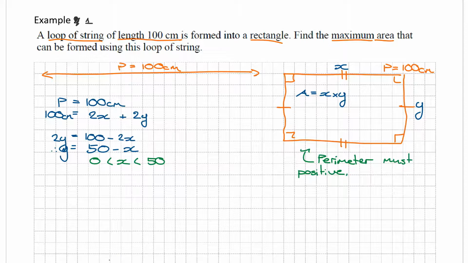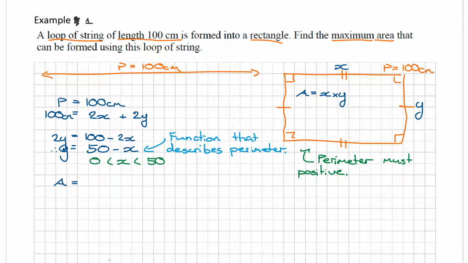So pretty much x can't be 0 or else we won't have a rectangle, and it can't be 50 or else we won't have a rectangle again. It's got to be somewhere between 0 and 50. Alright, now we've got a function that describes the perimeter. Now let's go a function that's going to describe the area.